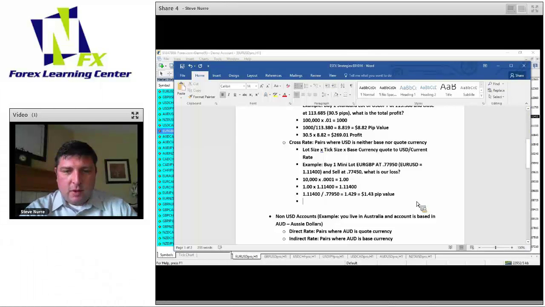So if we lost 50 pips, times a pip value of 1.43, this is where I like to use this as an example here, times 1.43 times 50, that would be $71.50 total loss on that trade.